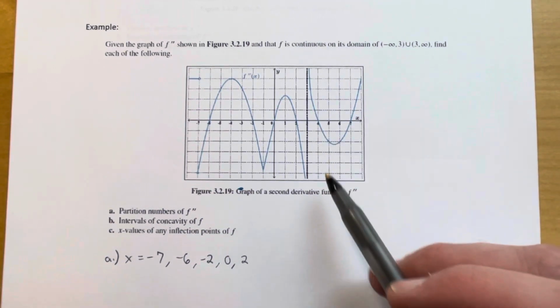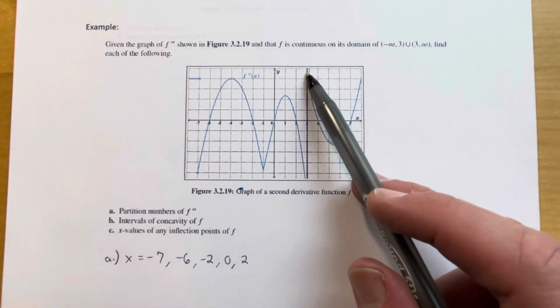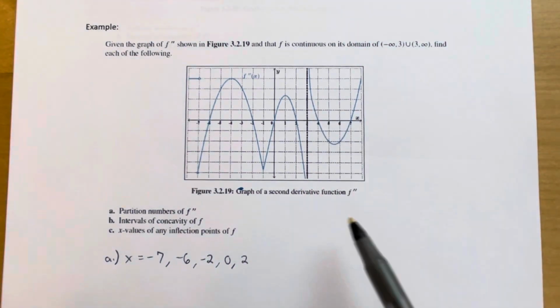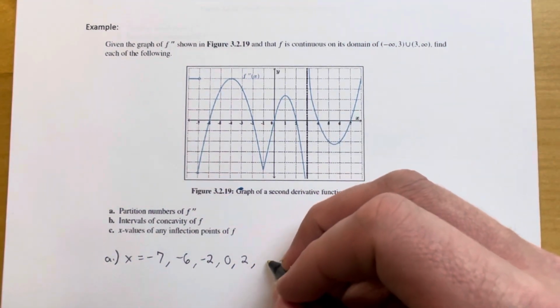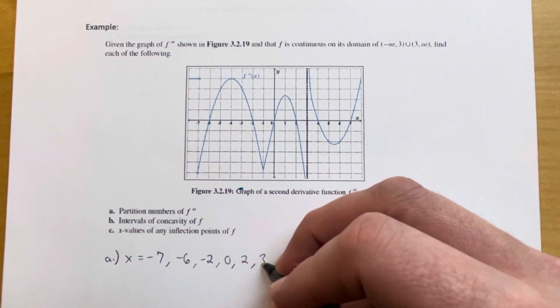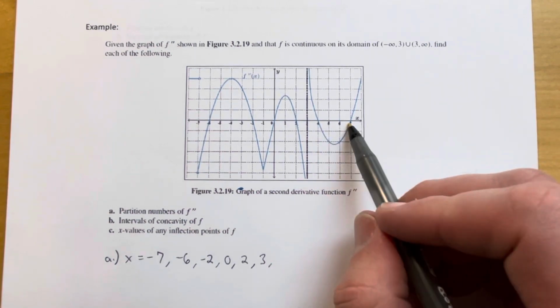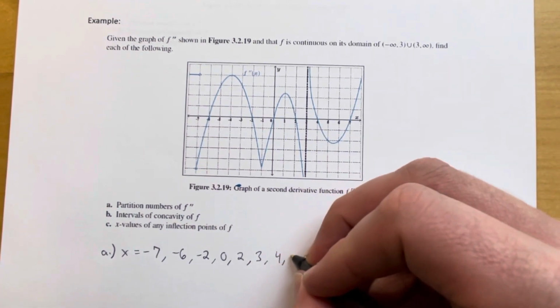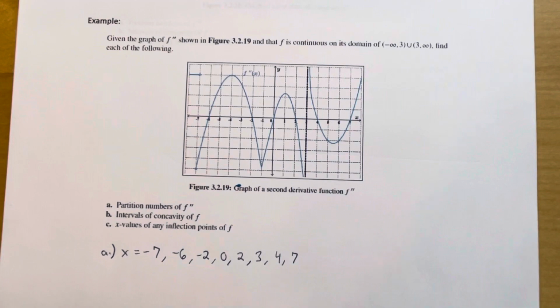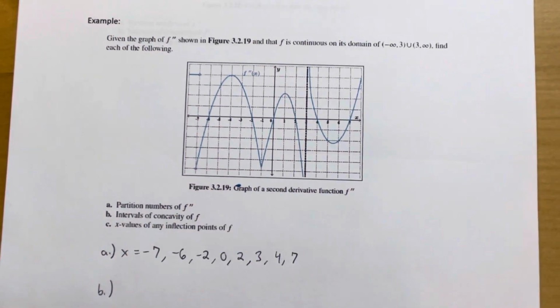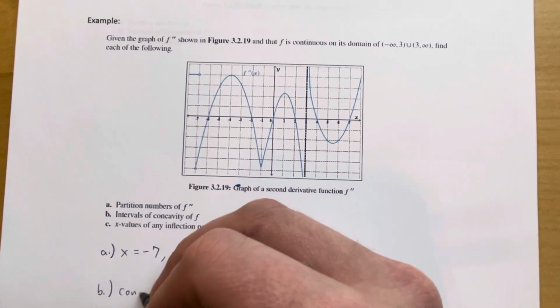and at a couple other points, but before we get there, we also have this vertical asymptote at 3, which indicates that the function is undefined there. So remember, that gives us partition numbers as well, 3. And then we're going to have 4 and 7, both as places where the f double prime is equal to 0. Okay? So that creates a lot of partition numbers. Now what we need are intervals of concavity. So again, concave up, concave down.